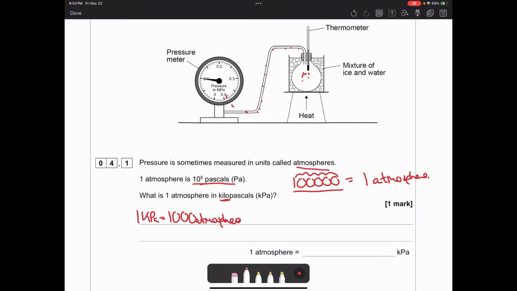But we've got 100,000. So all I would then do is take my number of pascals and divide it by 1,000. Knock off 3 zeros, and that would leave me with 100 kilopascals. So 100,000 pascals is the same as 100 kilopascals. That is 1 mark just in terms of unit conversions.